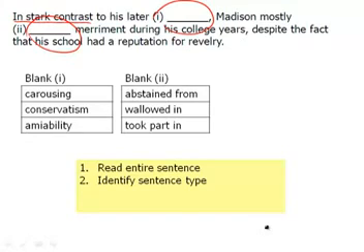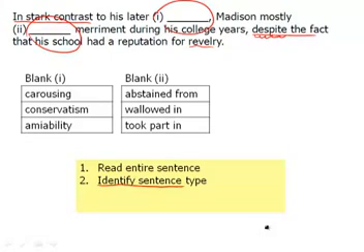So the point is these two blanks are opposite. That's great. We know the relationship between these two blanks, but how do you know which one is which? Is this the fun guy one, or is he having fun during his college years? That's when we always have to remember what the rest of the sentence says. So despite the fact that his school had a reputation for revelry. So now you can see that there's another contrast going on here. So it's sort of a double contrast when you identify the sentence type.